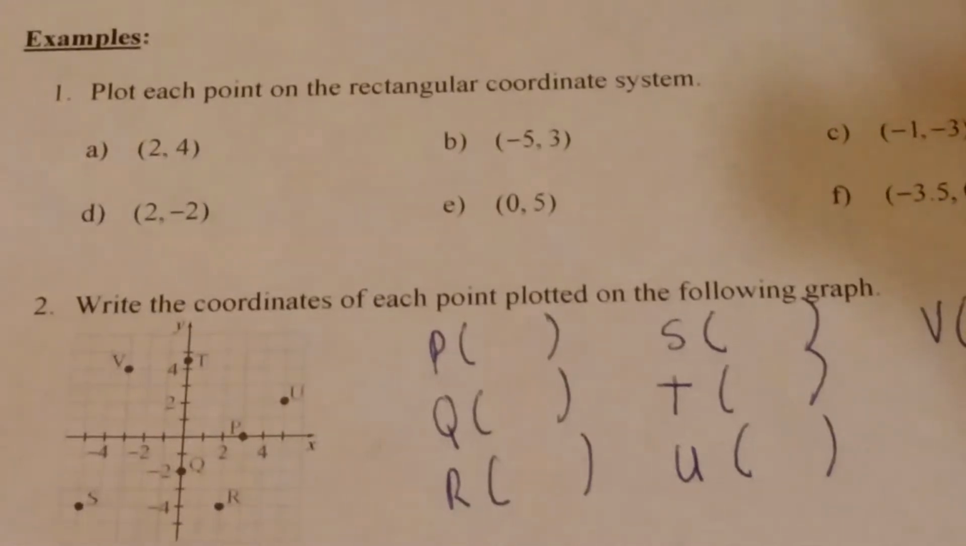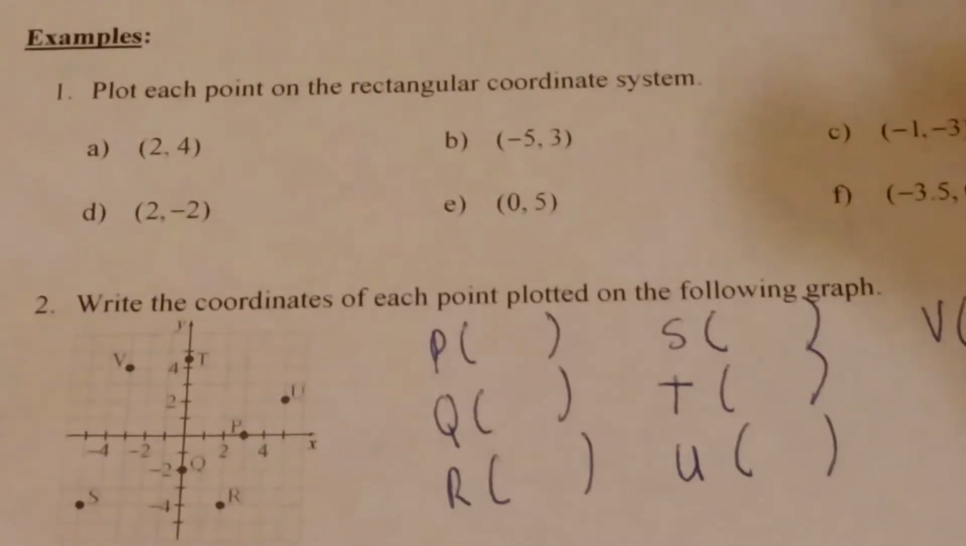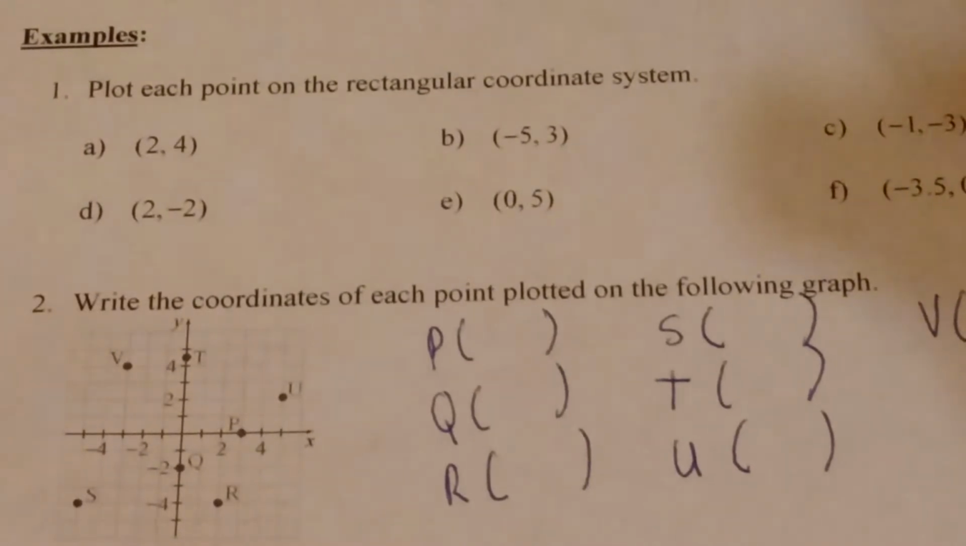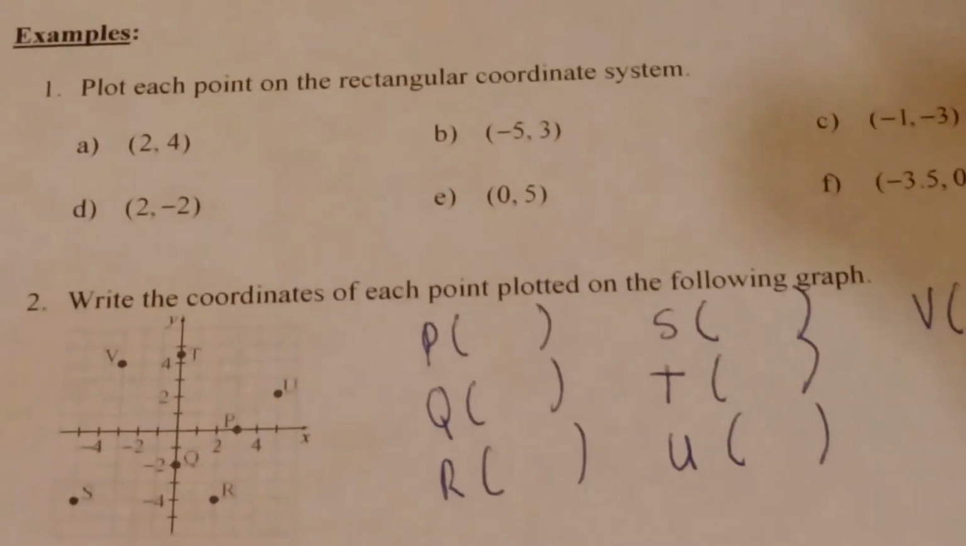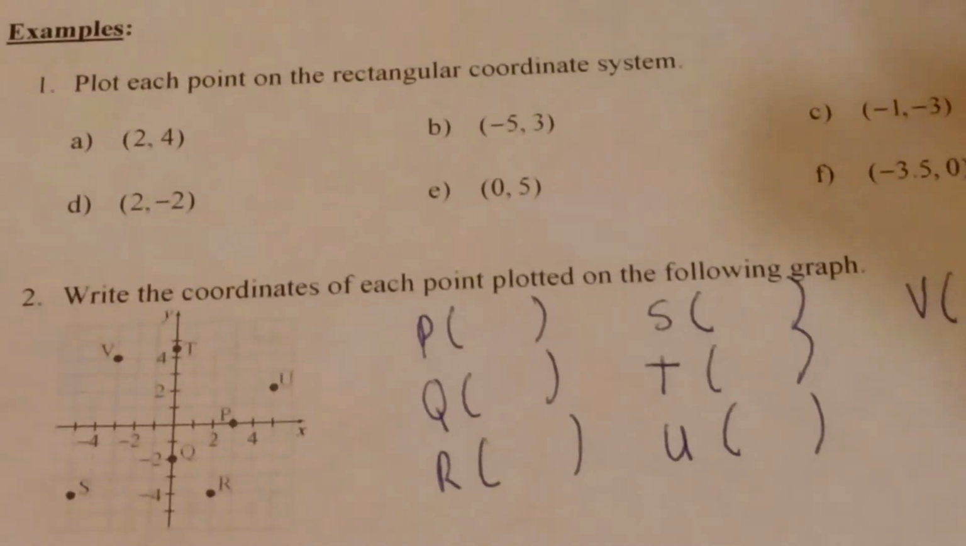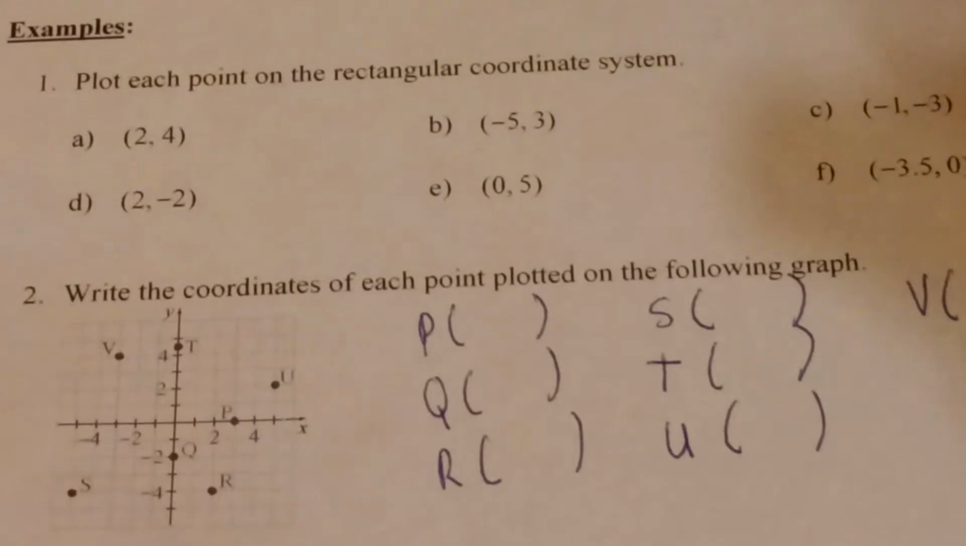Okay, class, this is part 2 of section 7.1. Now we're going to do the opposite. We're going to have to identify the values, or in this case, the ordered pair for each of those letters. Now I've zoomed out as much as I can on my phone, so just bear with me. It might not be as large as I wanted it to, but it's still viable.